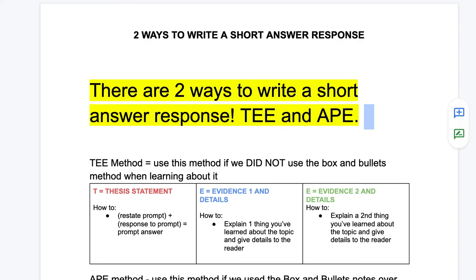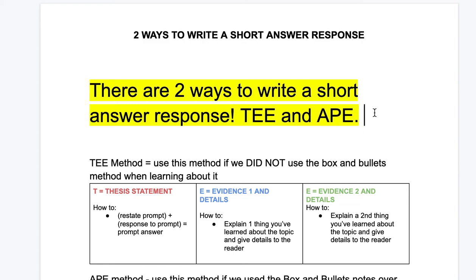Okay, guys, so here we are. There are two different ways that I've taught you so far on how to write a short answer response when I give you a prompt. I'm going to go over the specifics of using either of those methods.